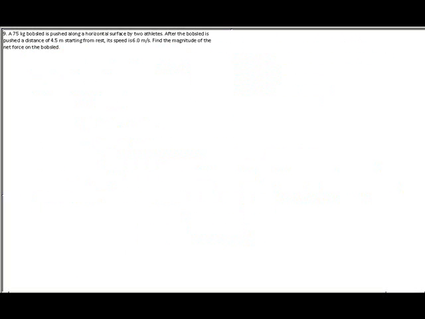Let's take a look at one more problem from the same review sheet. It is problem number 9. And in this problem, you've got a 75 kilogram bobsled. It's pushed along the horizontal surface by 2 athletes. And then after it's been pushed a certain distance, it has achieved a certain speed. What's the magnitude of the net force? So as always, let's try to get a diagram here. Nice straight line, Mr. Karth.